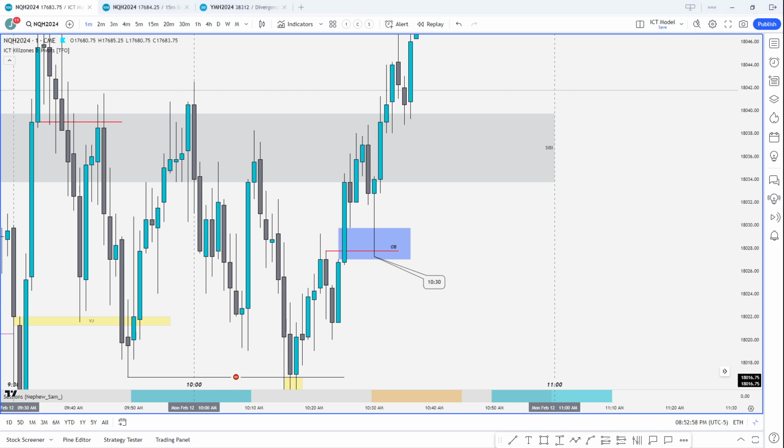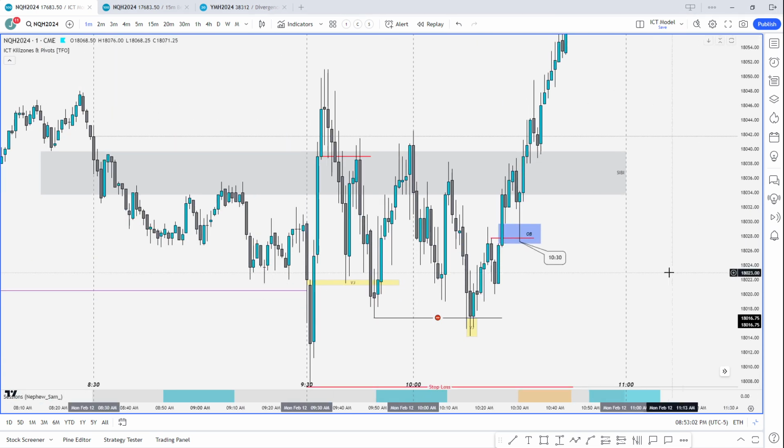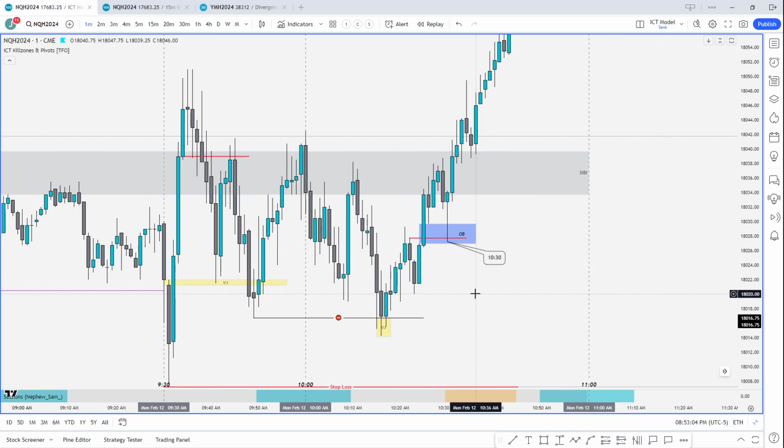So if you're struggling with your value gaps and where to enter, because sometimes, at least for me, earlier in my ICT journey, I'd be like, okay, why is ICT entering at consequent encroachment of the gap? Or why is he entering at the discount end versus the premium end? Why is he putting his limit order there in the fair value gap rather than another spot? Typically, it's going to be because there's an order block either from the left side of the curve or on the right side of the curve that he's referencing.